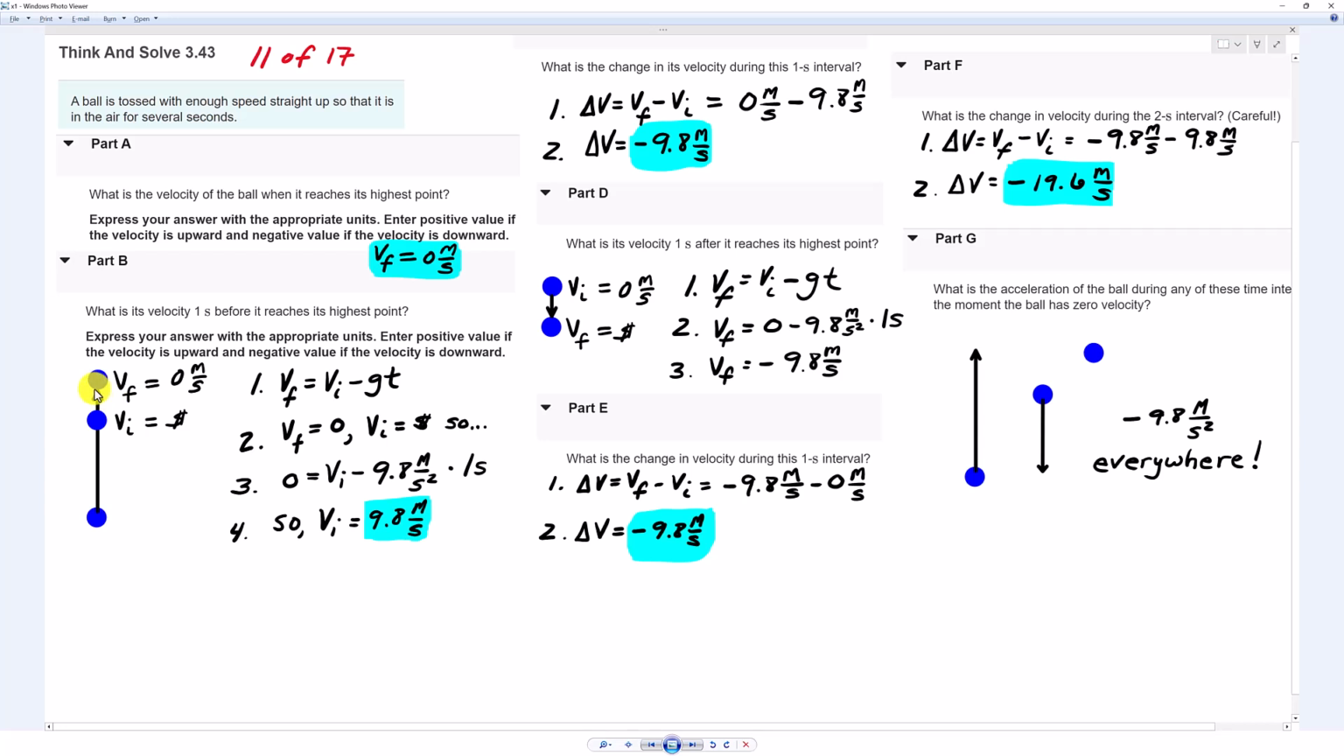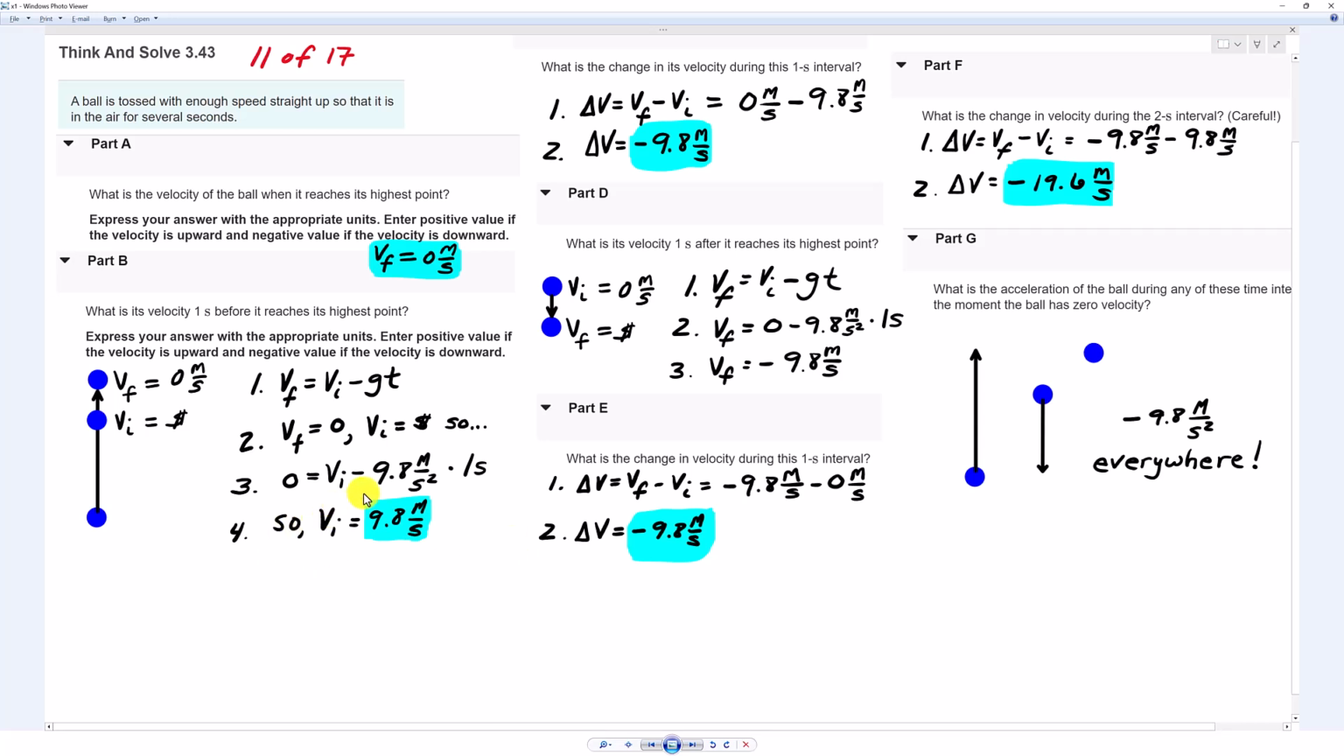The final velocity is 0 because of what I said about part A. It slows to a stop at the very top. The initial velocity is what we're looking for, so now we just plug in the numbers. Final velocity is 0. Initial velocity is what we're looking for. g is 9.8, so this is minus g, which means minus 9.8. Remember, g is itself positive 9.8. Just want to reinforce that. And 1 second is time. So you multiply everything together.